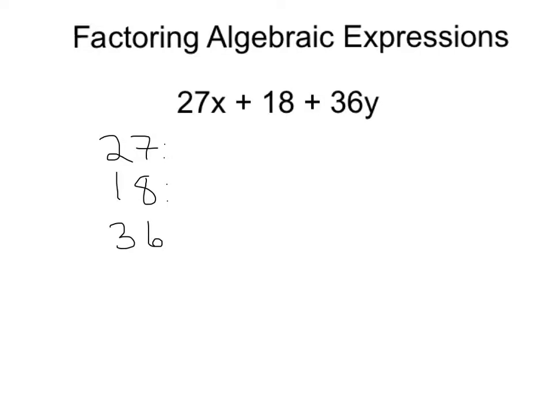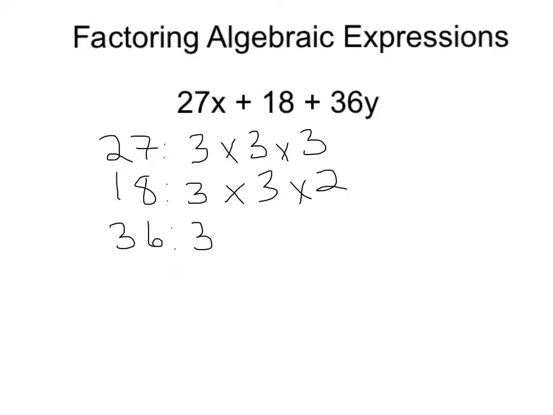Alright, these are all divisible by 3. So that's the number I'm going to start with on all 3. 3 goes into 27 9 times. We know 9 is 3 times 3, so 27's prime factorization is 3 times 3 times 3. 18 divided by 3 is 6. 6 can be broken down into 3 and 2.